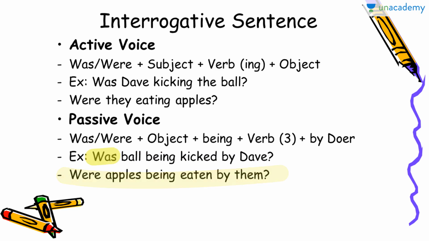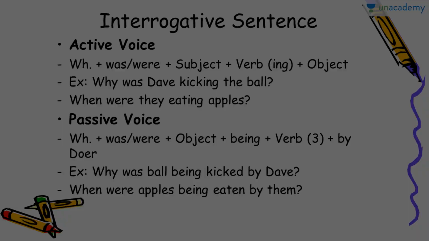So we see here was is used according to ball, were is used according to apples because it is plural. Then we are using this word being, then verb third form. So basically this particular format of verb, or the combination of helping verbs and main verbs, will tell us the sentence is in which voice and which tense.